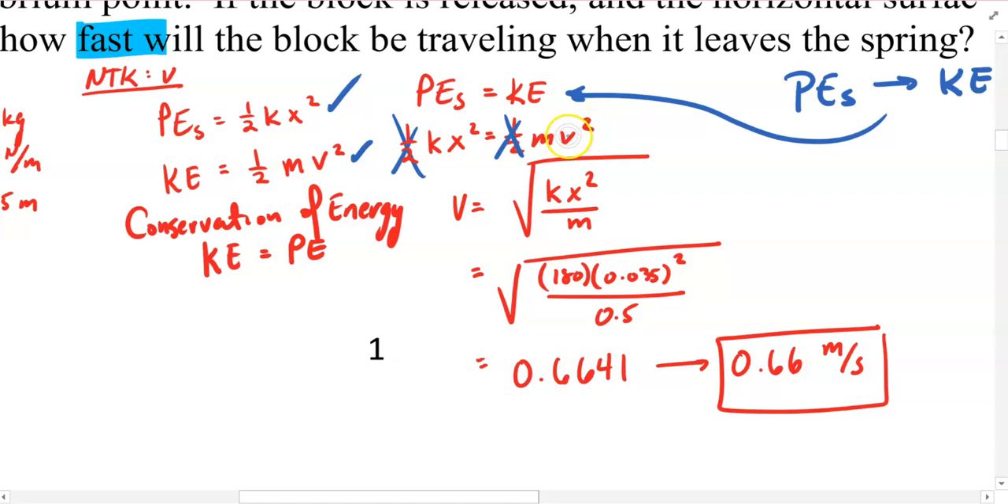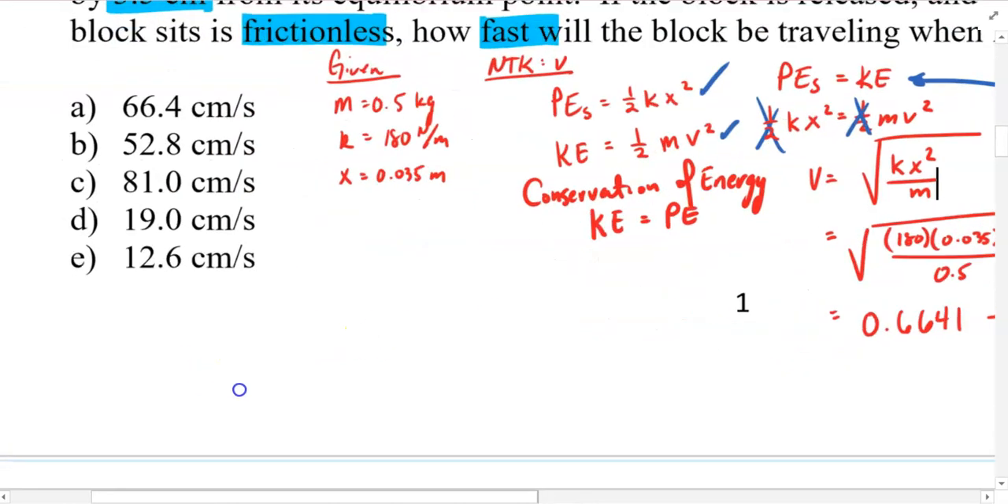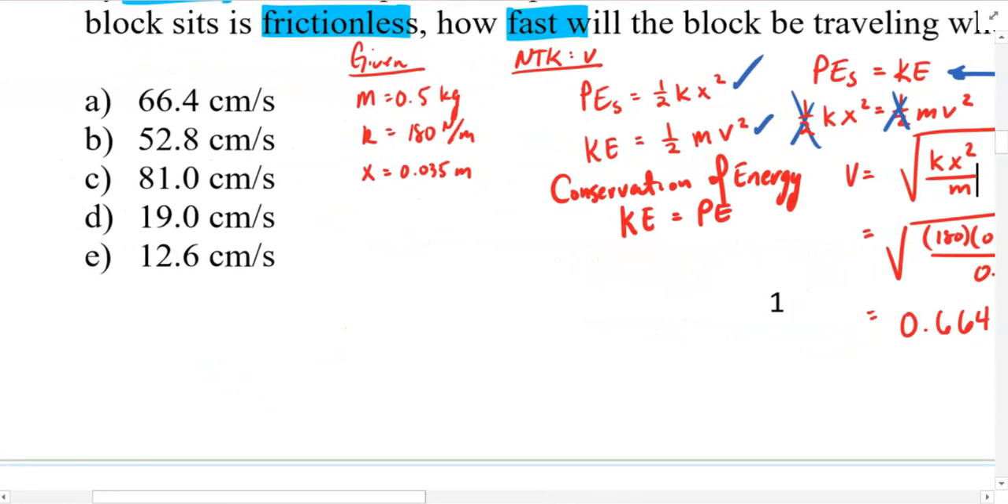Now if our job is to isolate v, I would divide by m and take a square root. So here's the generic formula, or explicit formula, for velocity in this case. When we make our substitutions, we end up seeing that the block will be moving at 0.66 meters per second, and 0.66 meters per second is 66 centimeters per second.